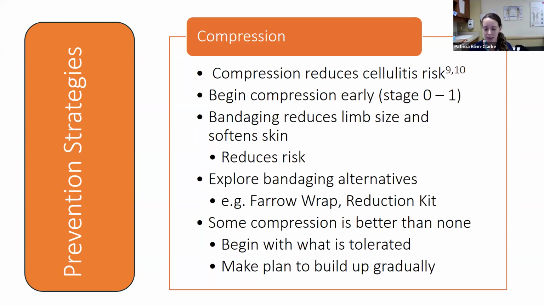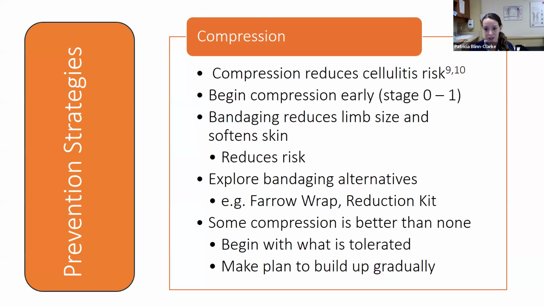But there are some really great recent studies showing that compression for lymphedema, for example sleeves, gloves, and stockings, reduces the risk of cellulitis and reduces the risk of cellulitis recurring. And it's best to start this as early as possible, so stage 0, which is subclinical, where you can't even really see the swelling, or stage 1. There are different options for compression, which is good to talk about with your lymphedema therapist.